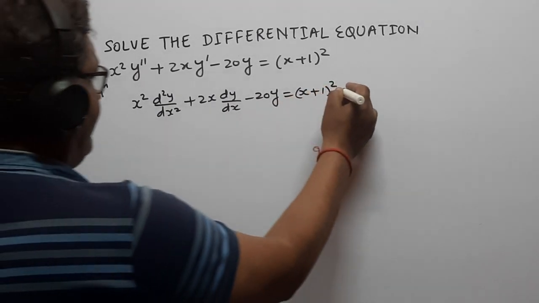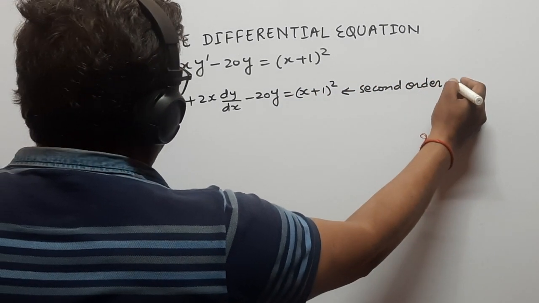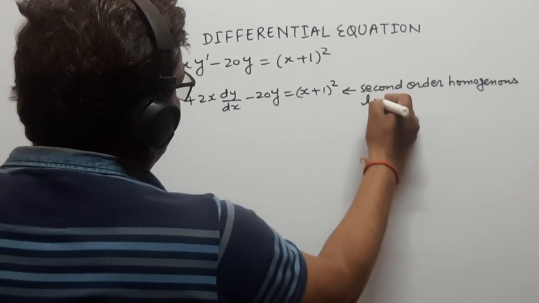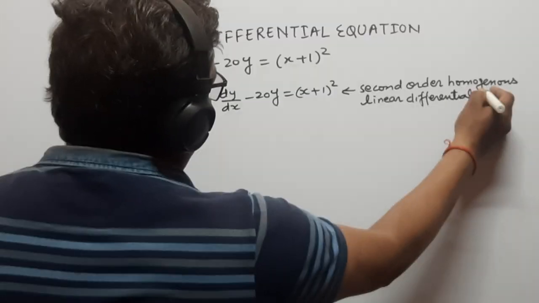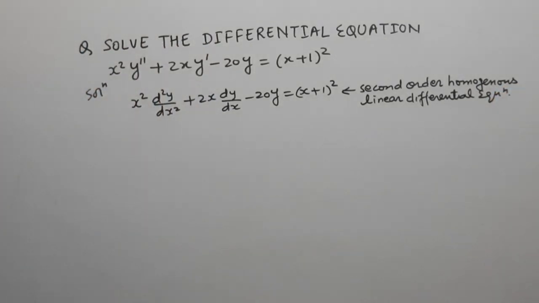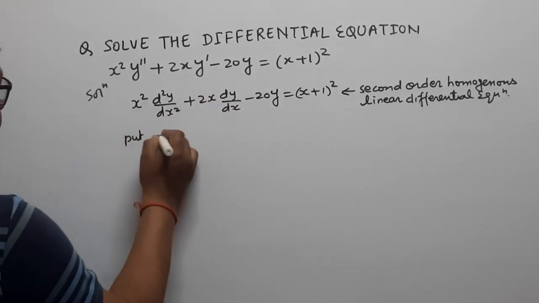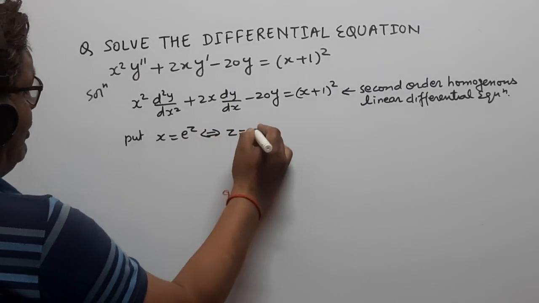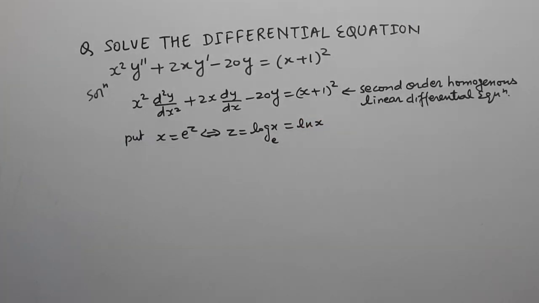You can see here this is the second order homogeneous linear differential equation. For solving the homogeneous linear differential equation, always we put x equal to e to the power z, or z is equal to log x to the base e, which can be written as ln x.